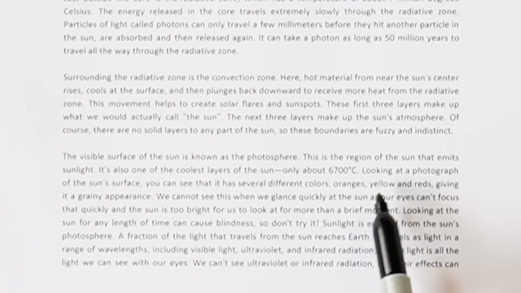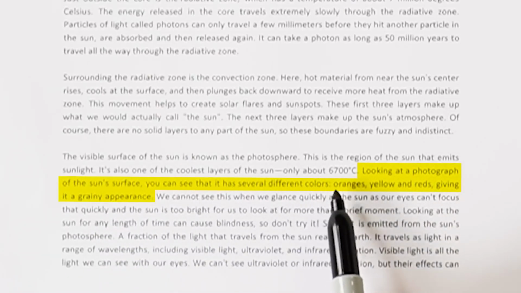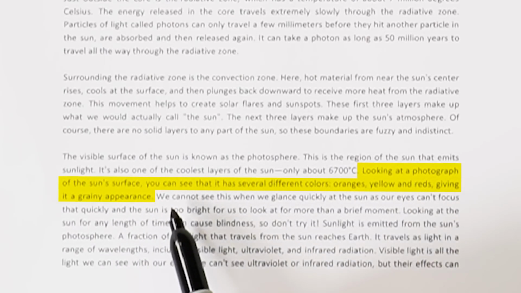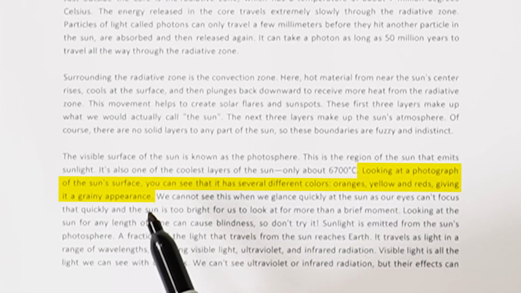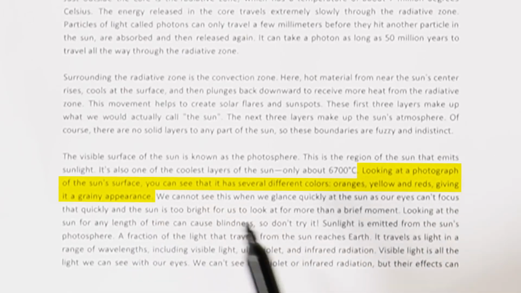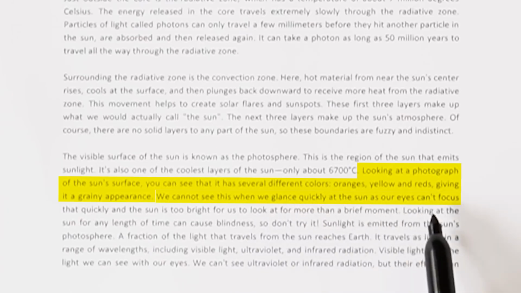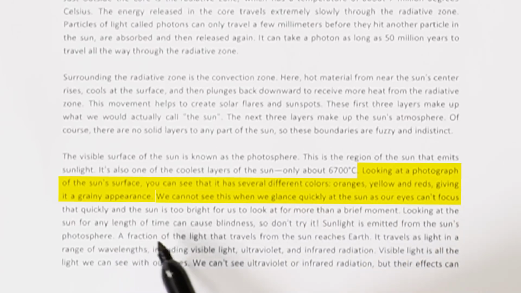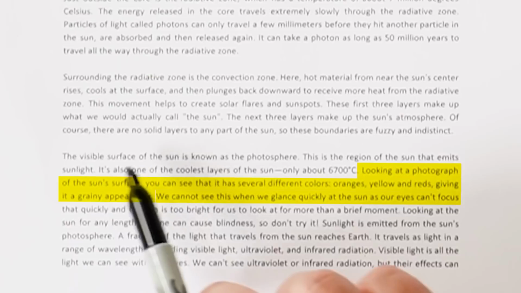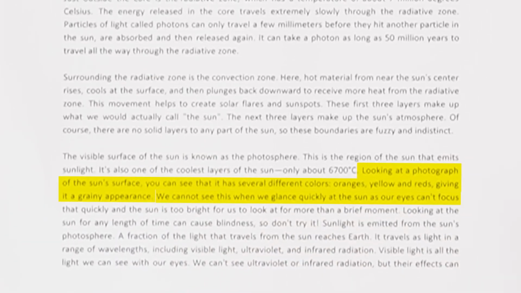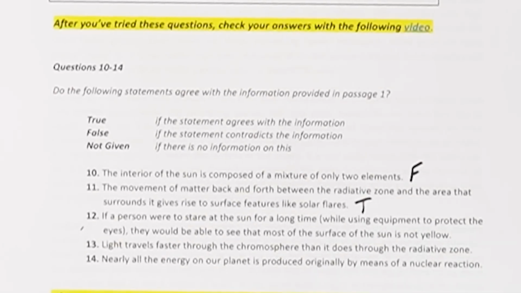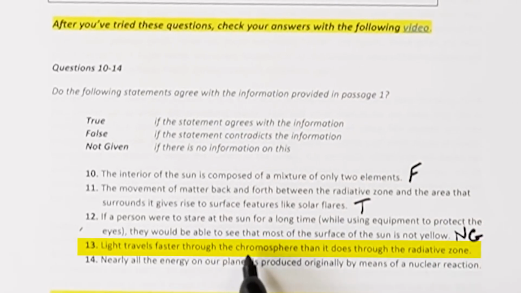Does it say that? Looking at the photograph of the sun, you can see that it has several different colors, oranges, yellows, and reds, giving it a grainy appearance. So it talks about different colors, but it doesn't talk about mostly other than yellow. It doesn't talk about proportions or percentages. Let's keep reading. We cannot see this when we glance quickly because our eyes can't focus. So the only area that it's talking about colors, it doesn't say proportion of those colors. So we don't know if it is true, we don't know if it is false, so therefore it is not given.